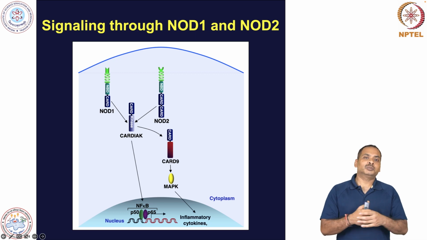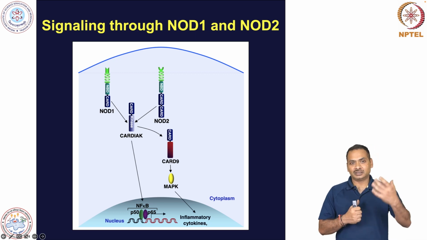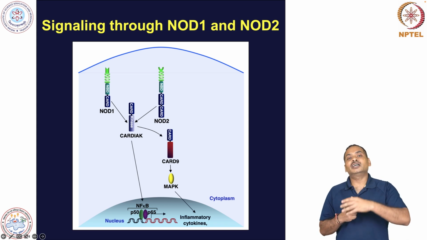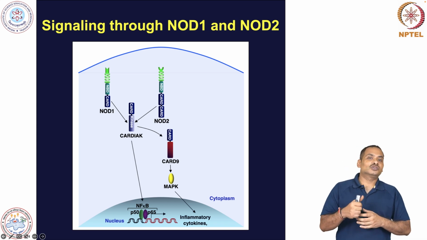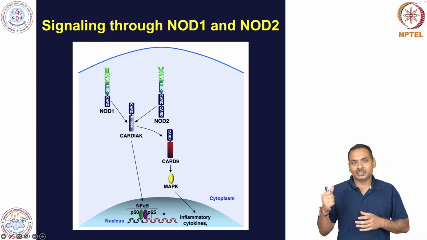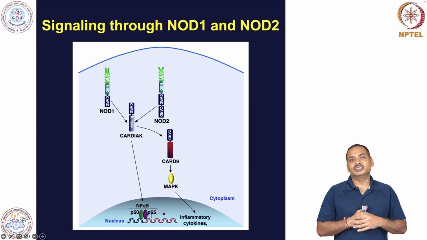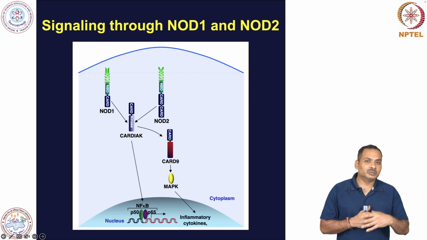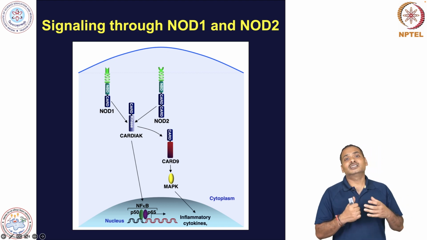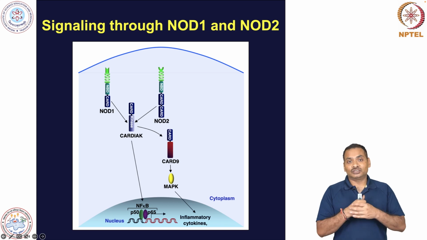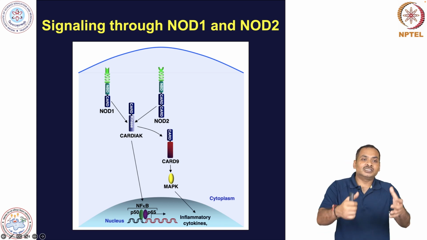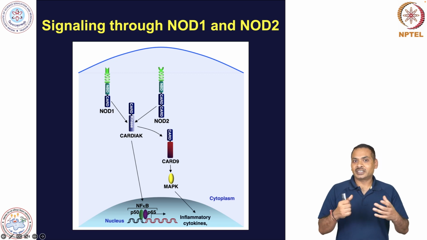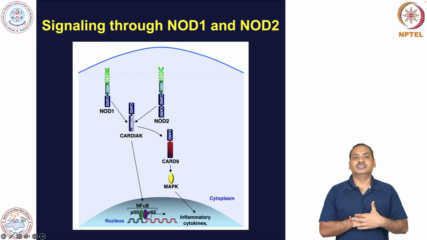You know how NF kappa B gets activated. It is activated via the IKK complex, which phosphorylates I kappa B, and this phosphorylated I kappa B undergoes proteasome-mediated degradation. Then the free NF kappa B is translocated into the nucleus, and there will be production of inflammatory cytokines. So this is the way by which NOD1 and NOD2 activate NF kappa B and MAP kinases.